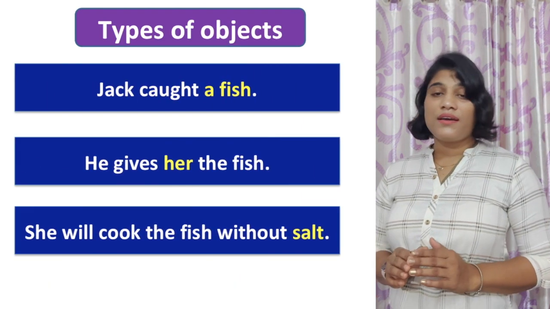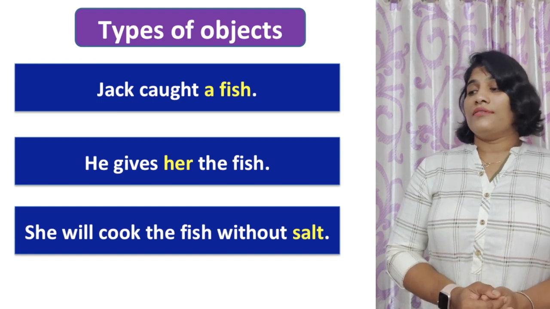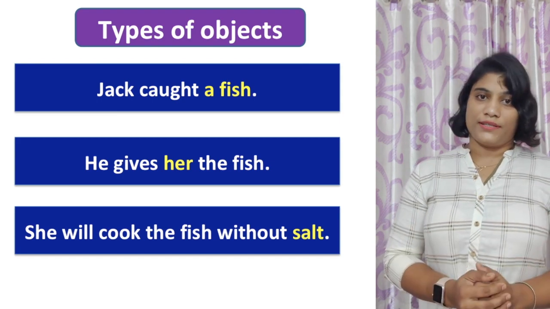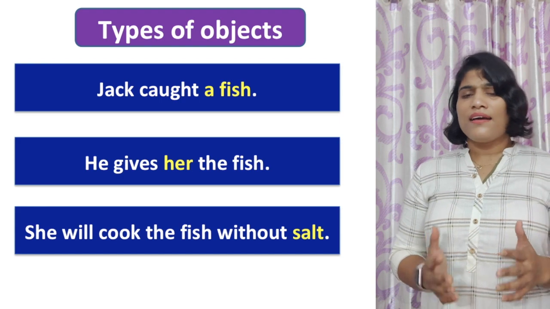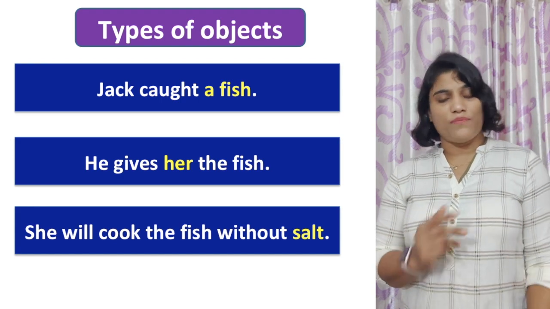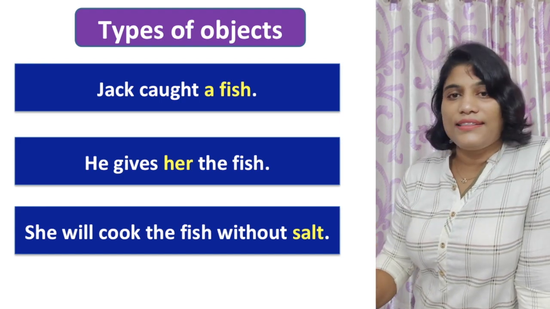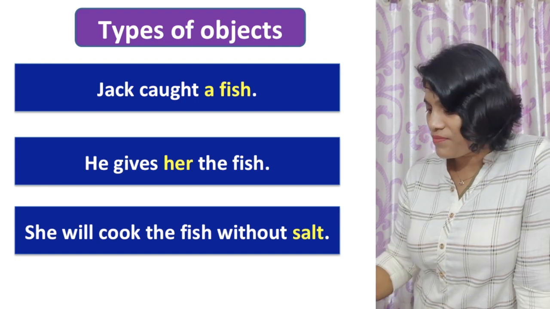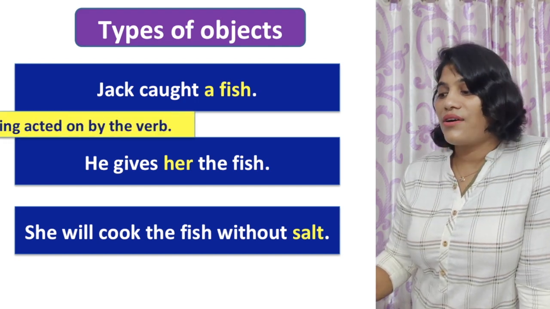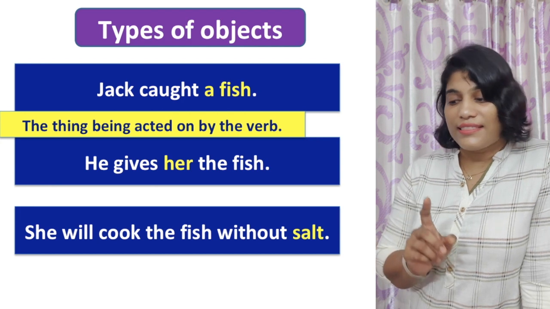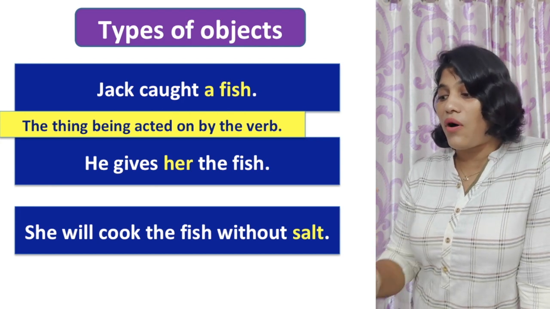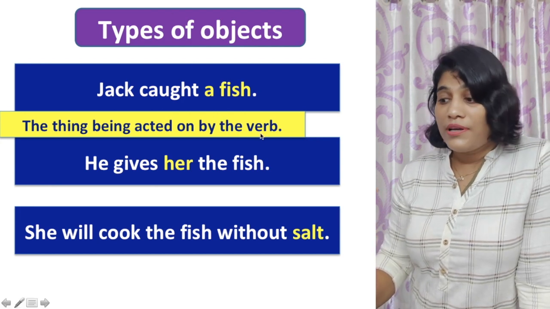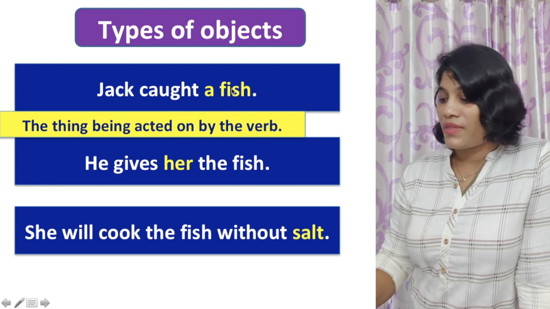Now let's talk about the types of objects. In English, there are three types of objects. Look at the examples first. Jack caught a fish. The thing being acted on by the verb, that is the fish.